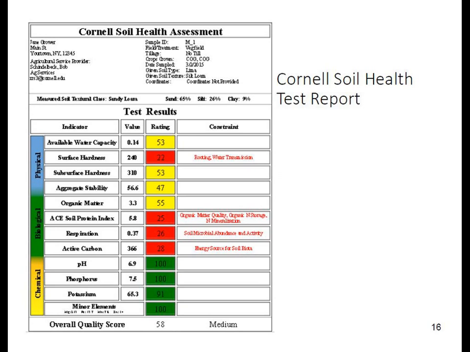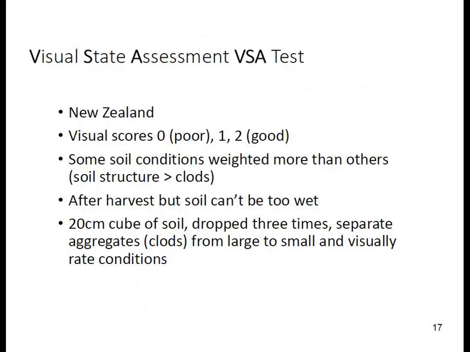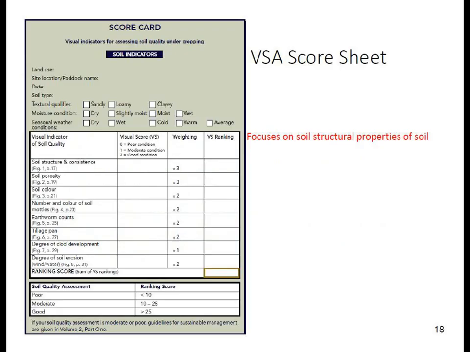So I'm sure some of you have actually done or gotten analyses of the Cornell soil health test. The next one is the visual soil assessment test. This is now more for perennial-based systems, particularly grazing systems from New Zealand where they have lots of dairy. This soil health test emphasizes the physical structure of soil, and it's something you can do yourself. You don't have to pay anybody to do this, okay?